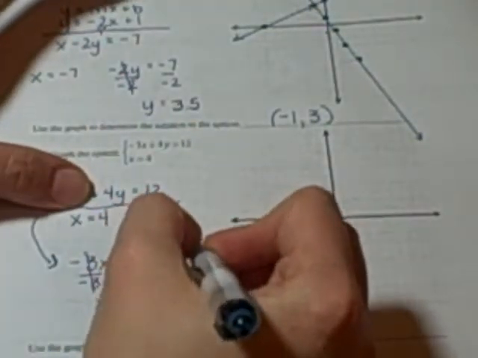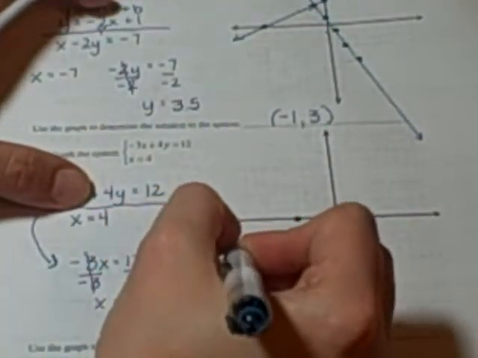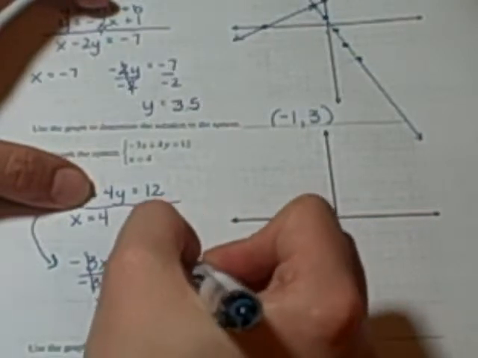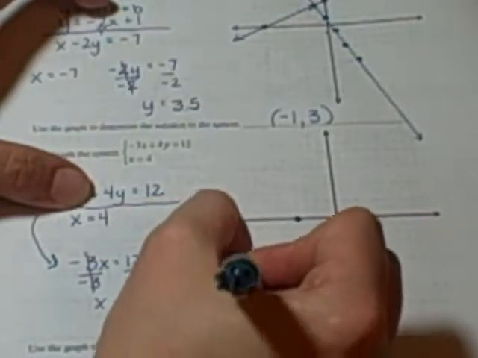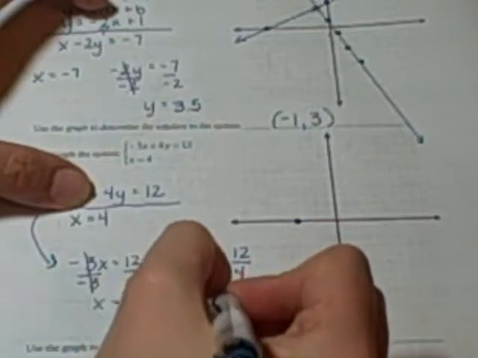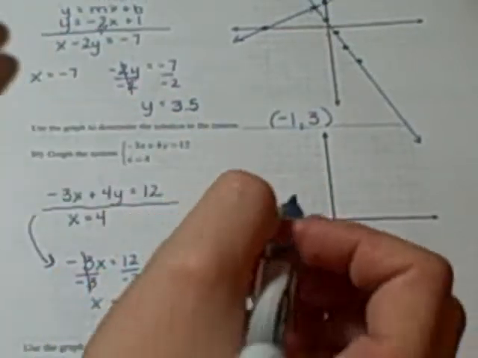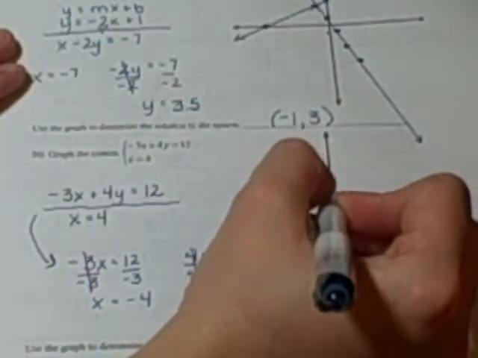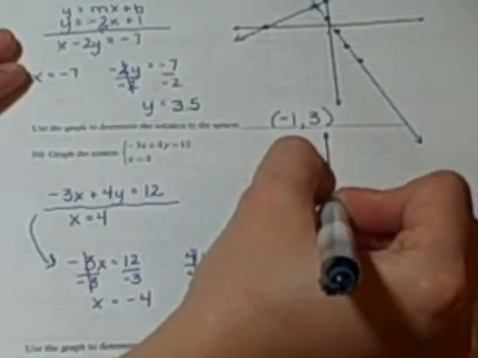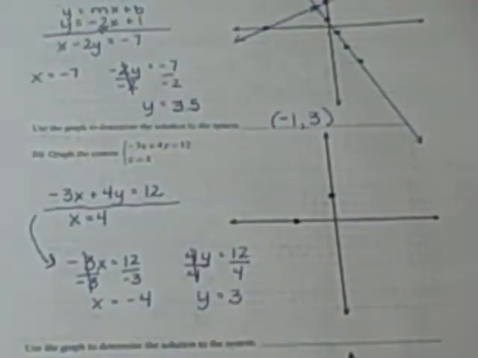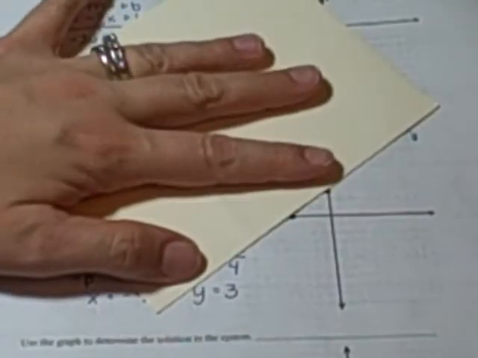Now let's do the y-intercept in that same equation. For the y-intercept, I'll cover up the x. So I end up with 4y equals 12. Divide both sides by 4. And I end up with y equals 3. So then I'll go to the y-axis and put a point on the 3. And draw myself a nice straight line.